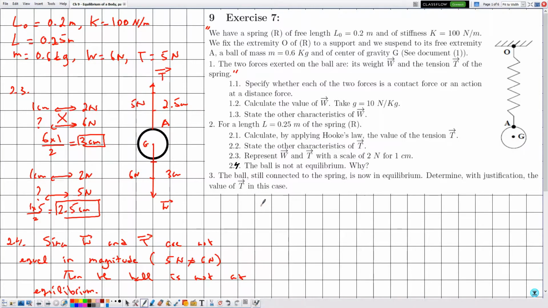Now as for number 3, they are telling us the ball, still connected to the spring, is now in equilibrium. Because it is at equilibrium, we can use the condition of equilibrium to determine, with justification, the value of T. So because we are interested in equilibrium, let me write here as a title: at equilibrium.